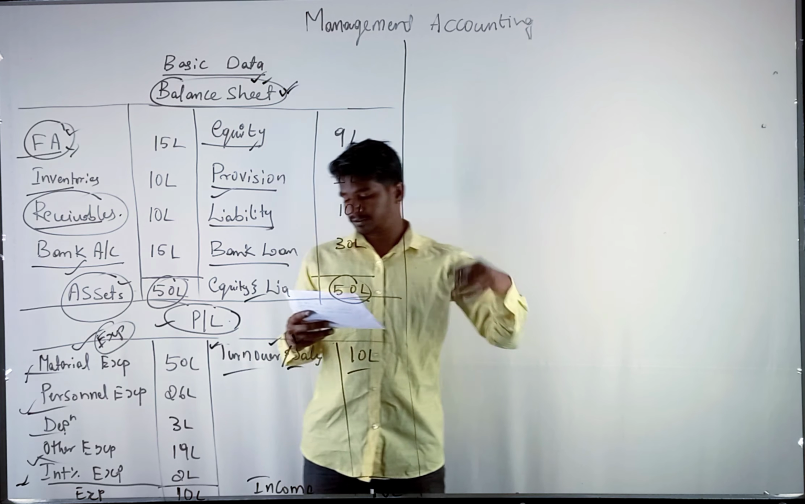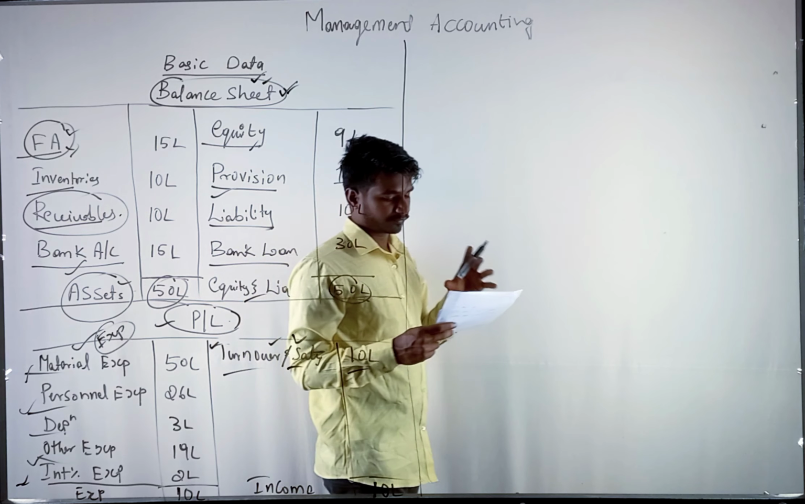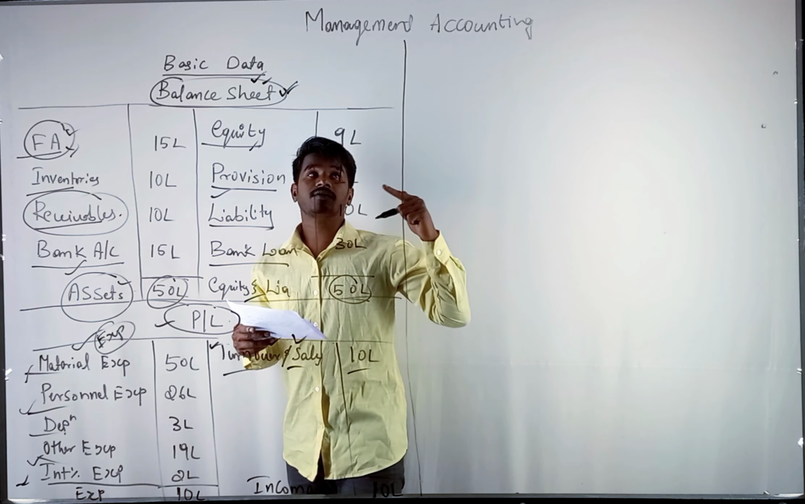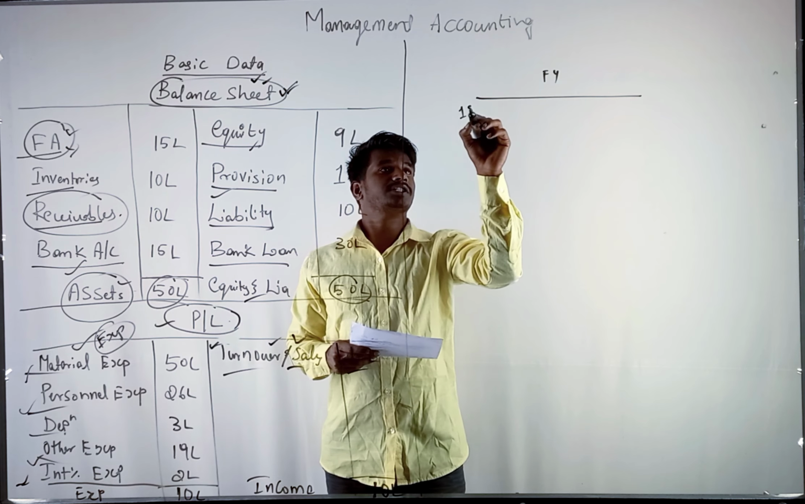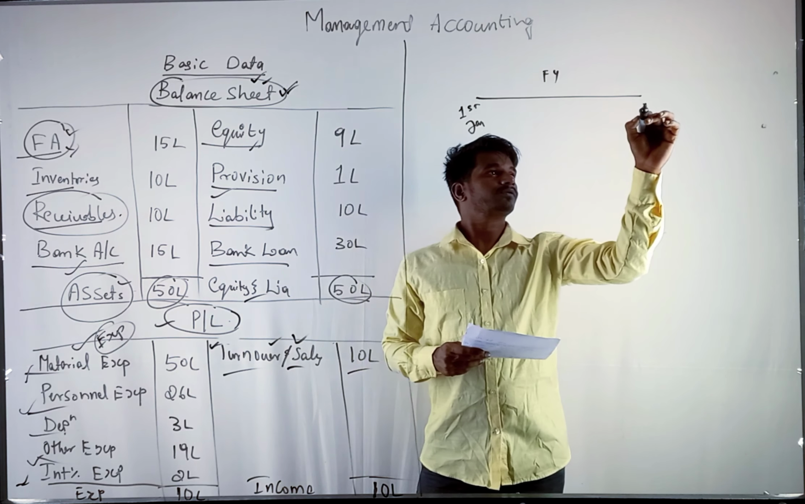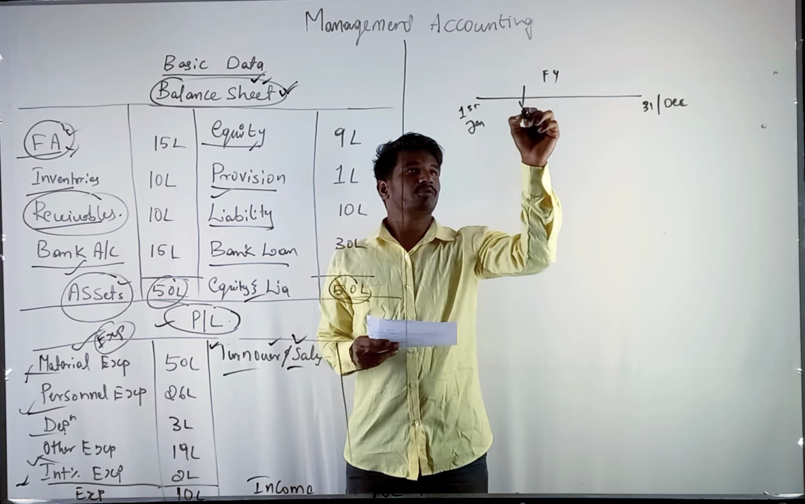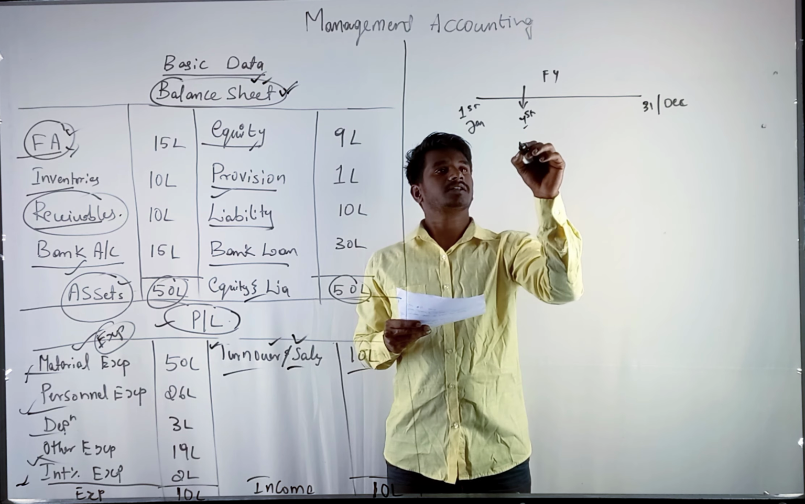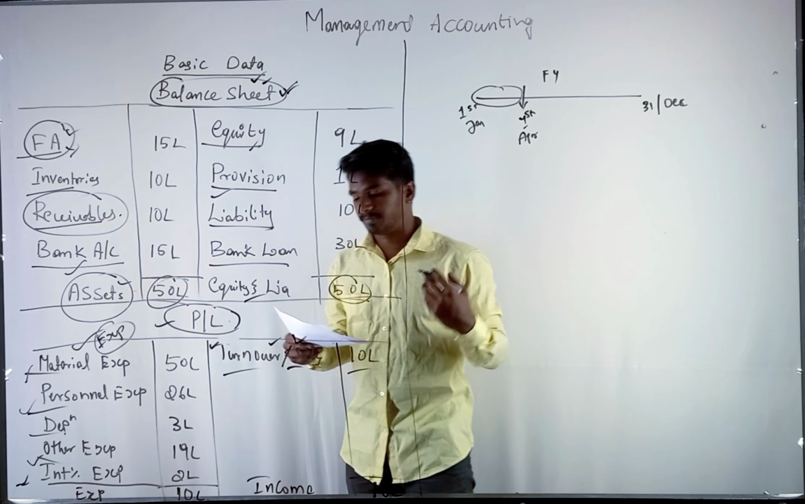The first adjustment you can see on the board here, which I have represented. Now shall I read that? I made that question short and crisp. The first thing you can notice is that the machine was purchased on 1st April. Your financial year starts on 1st January to 31st December. Is that correct? Yes. You have purchased machinery on 1st April, after 3 months.